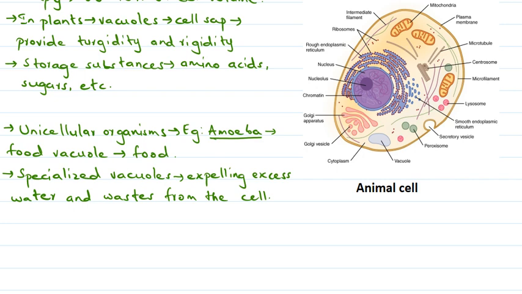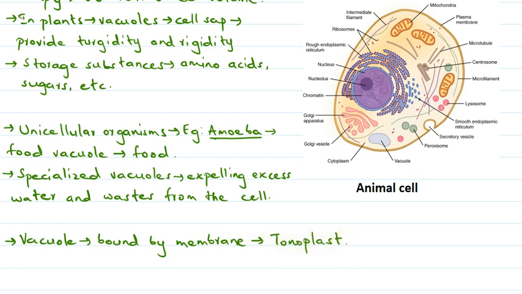Now this vacuole is bound by a membrane, and this is called the tonoplast. It occupies a central position of the cell and so pushes the nucleus and other organelles near the boundary wall. So this is about the vacuole.